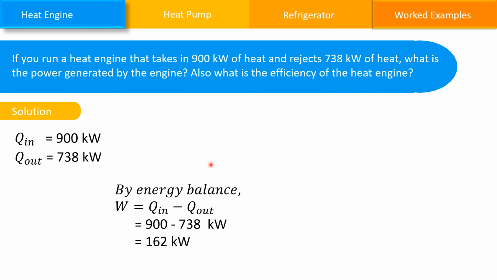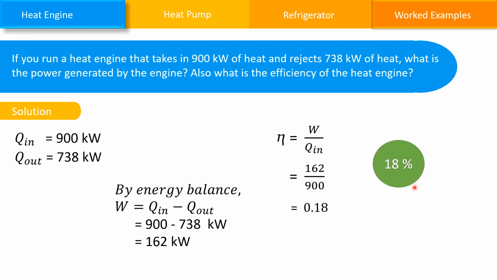And for the efficiency, I know that the output is work and the input is Q in. So W upon Q in, 162 by 900. So this gives me the output as 0.18, and in percentage it is nothing but 18%. So this is it for the sum on the heat engine. Similarly, we can do it for the heat pump and refrigerator.